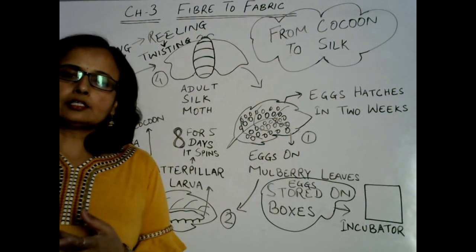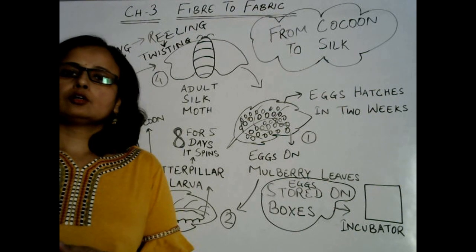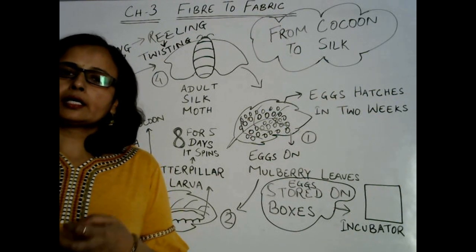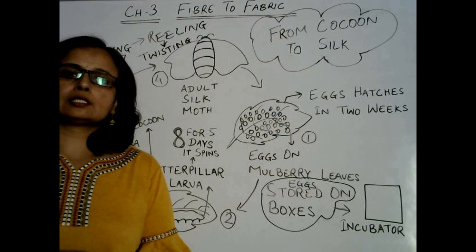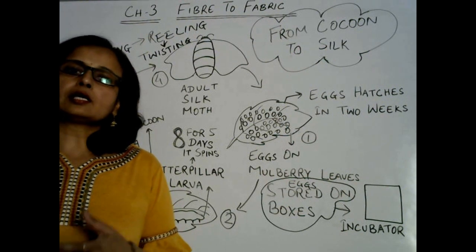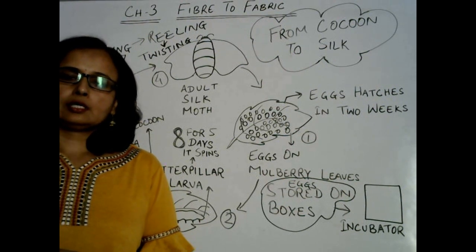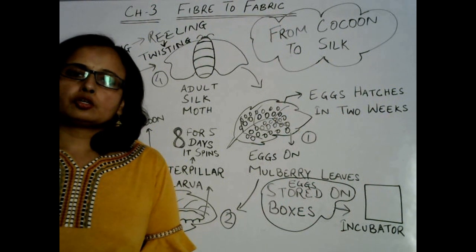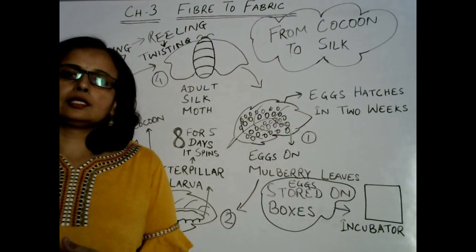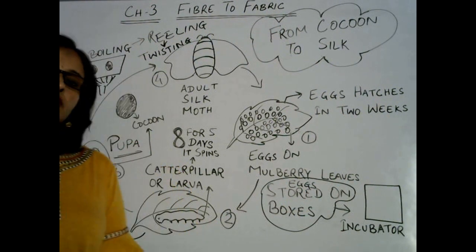But there is one thing that happens, all the pupa are killed during that process and insects die during that process. This is the negative point of getting silk. Have a look on screen.